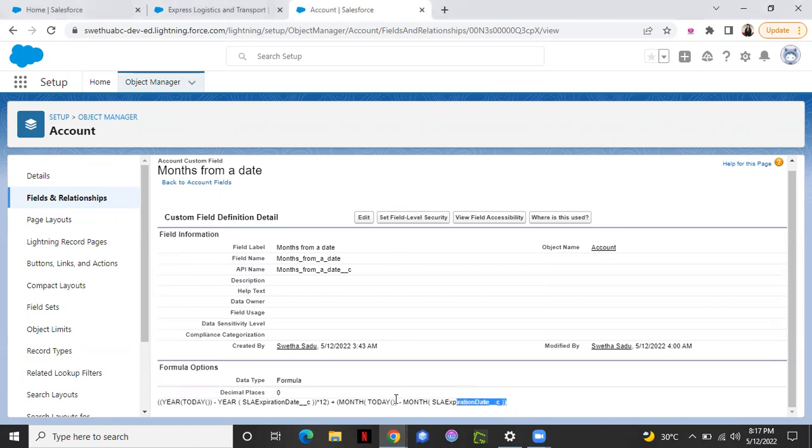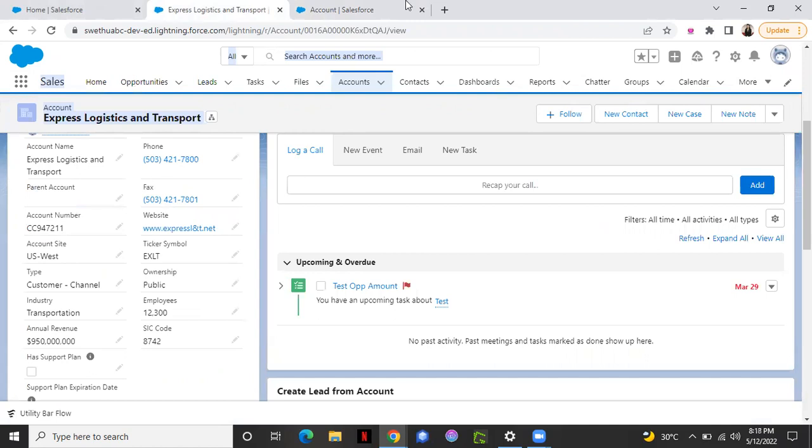one. So I'm just subtracting that year of SLA expiration date from the year of today. So year of today minus year of that SLA expiration date, whatever the value we'll get, I'll multiply with 12 since we'll have 12 months, plus whatever is the month of today minus month of that SLA expiration date. So if you add this value with this month value, you'll get the value for this formula field.